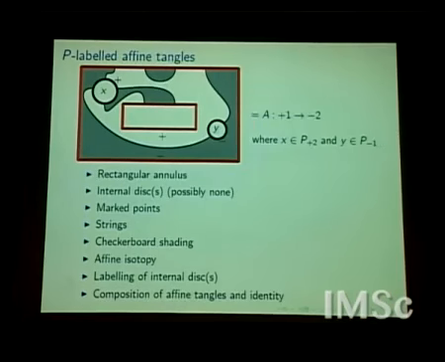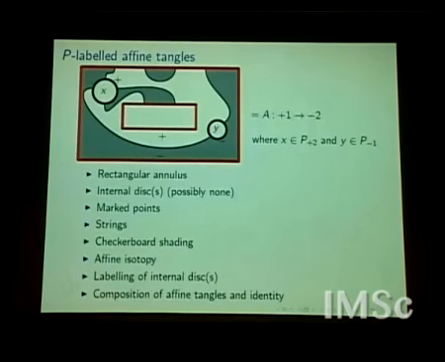There might be a problem with affine isotopy, because in affine isotopy you are not allowed to change the boundary. So you have to do some technical work, like you have to inflate it. There should be a constant homeomorphism which will inflate the rectangular annulus and then shrink it again with exactly the inverse map. Okay, so this was an example of a P-labeled affine tangle.